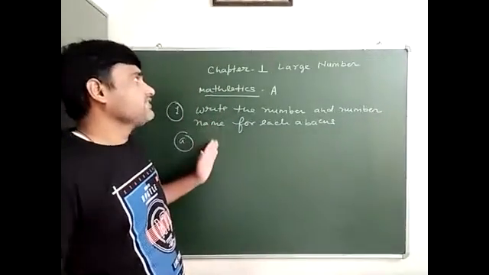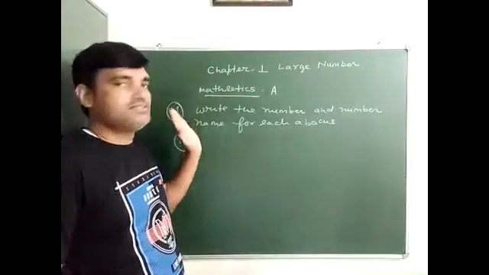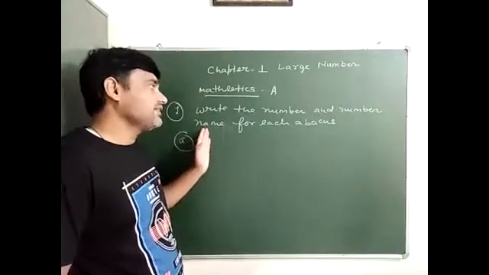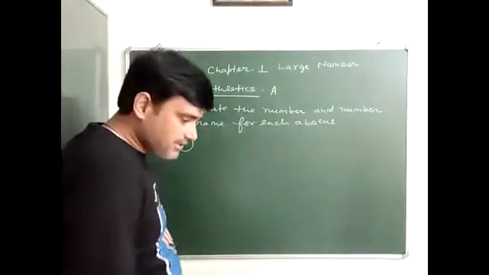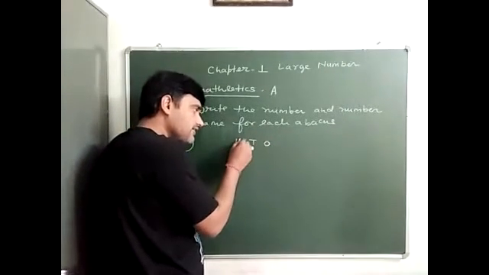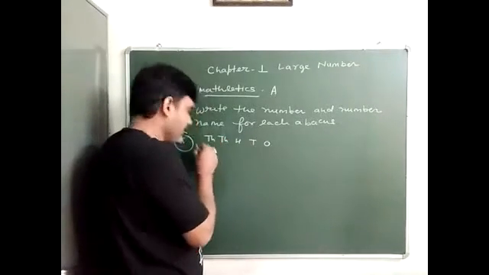Now today we will study again chapter 1, Large Numbers, mathematics series. Question number 1: write the number and number name for each abacus. Here you see 1, 10, 100, 1000, 10,000 and lakh.